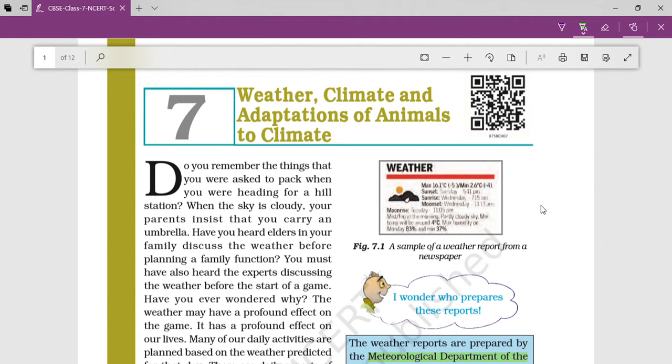Hello students, today we will start chapter number 7 of subject science, weather, climate and adaptation of animal to climate. This is the name of the chapter. So, in this chapter, we will study about the weather and climate. We will also see how different forms of life are adapted to the climate of their habitat.